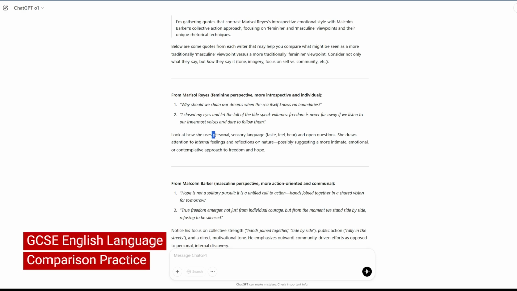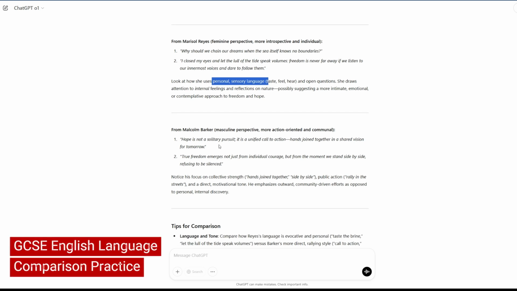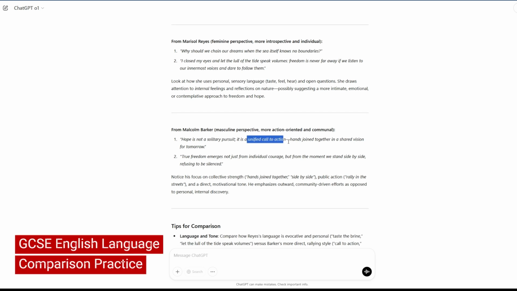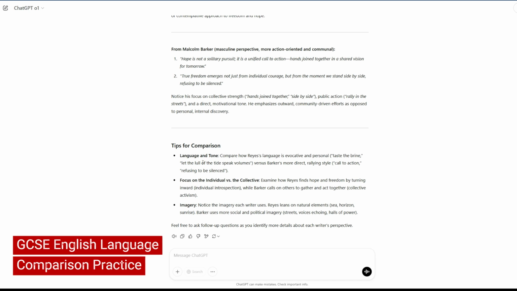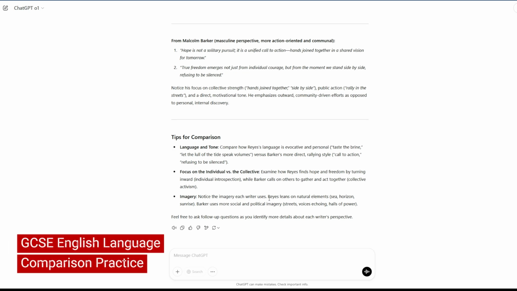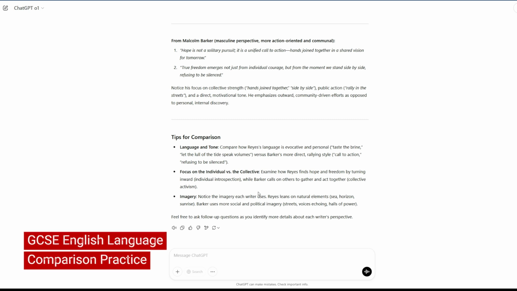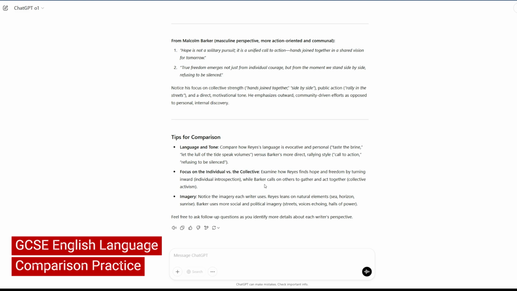So again, look, it's pointing at the sensory language, open questions, whereas he has a more masculine perspective and it's a unified call to action. Look at these military terms here, which add that masculine energy, of course. So it then gives you tons and tons of advice of how to compare it. And you can then write that as a short answer and even give it to ChatGPT to talk about.